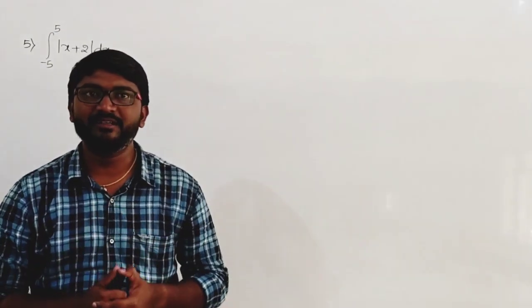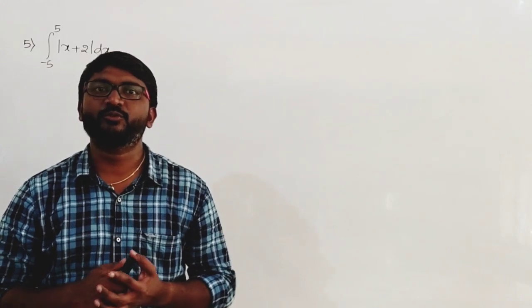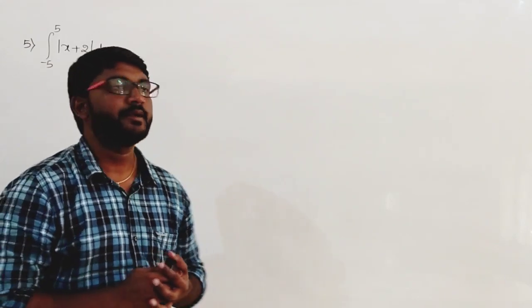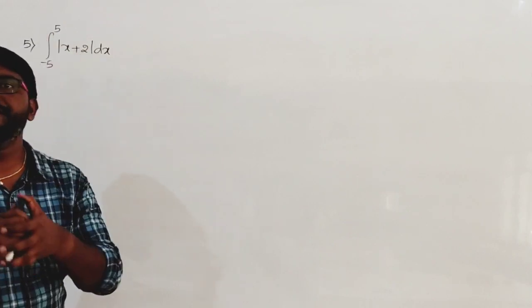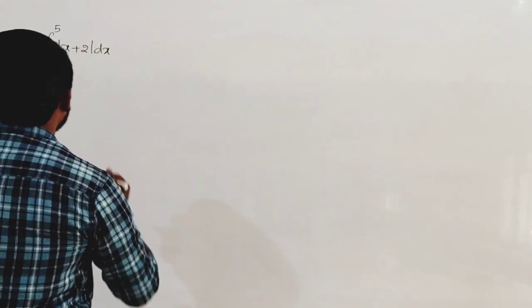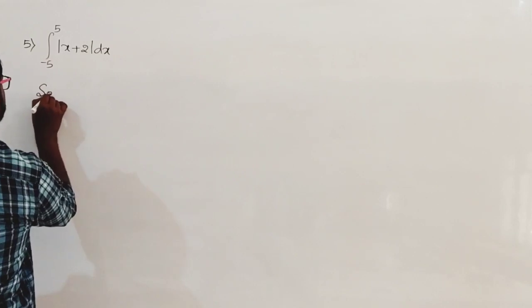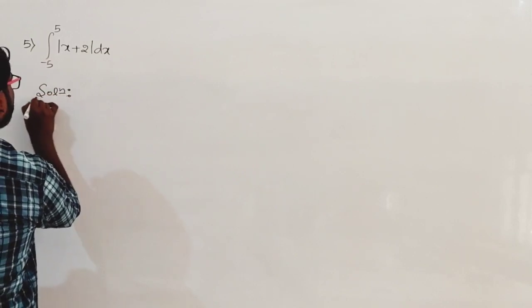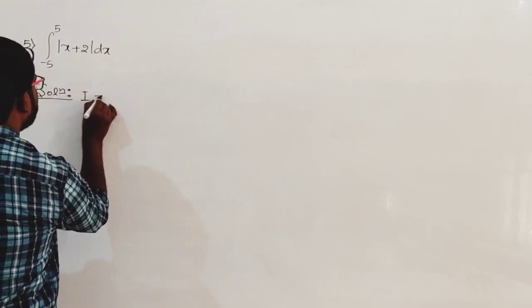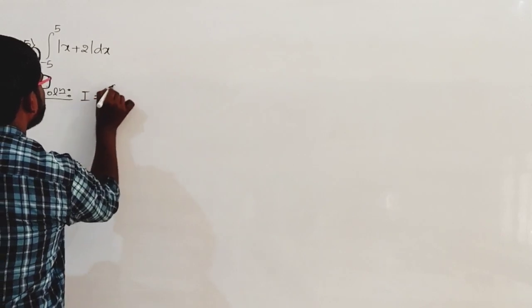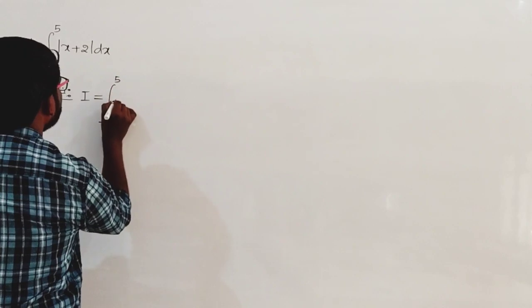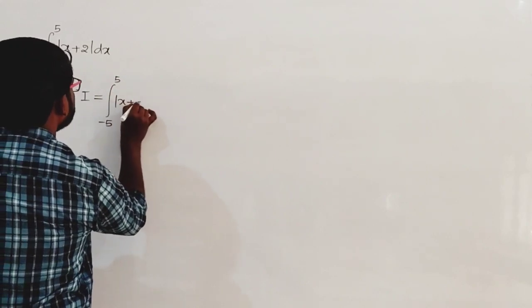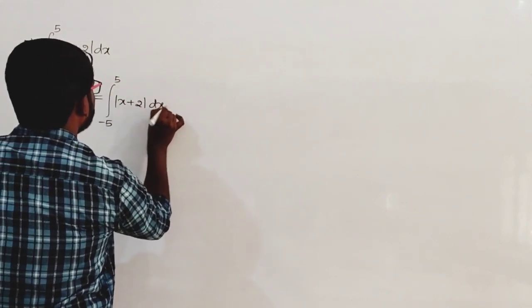In the last class, we started with exercise 7.11 and solved up to the fourth question. So let us continue with the fifth one. It is the integral from minus pi to plus pi of mod x plus 2 dx. So I consider this as I, which is equal to the integral from minus pi to plus pi of mod x plus 2 dx.